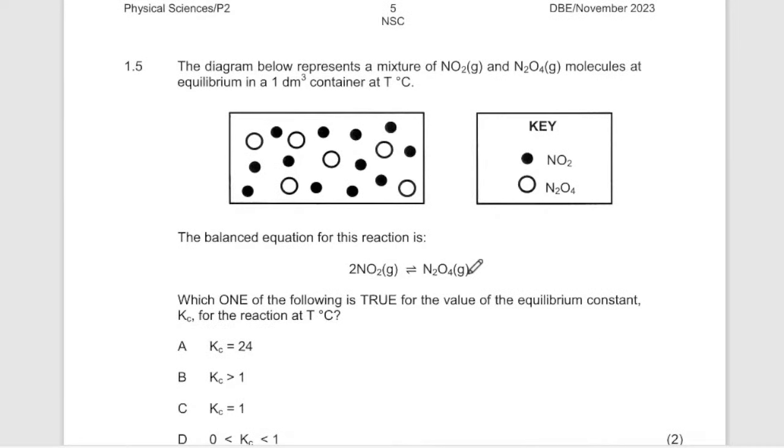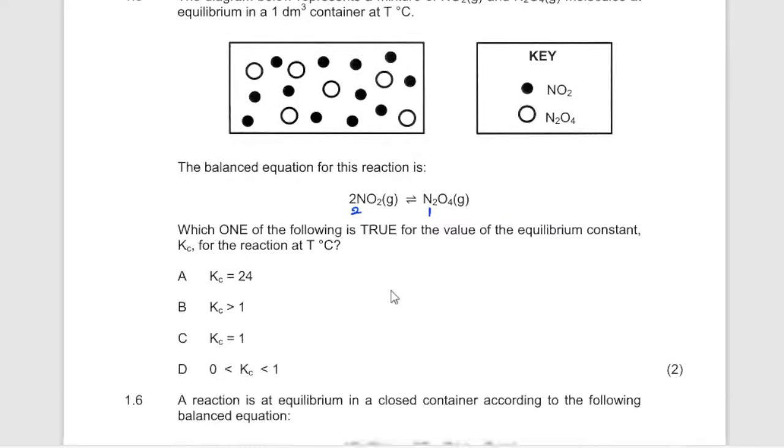We see that 1.5, the diagram below represents the mixture of nitrogen dioxide and dinitrogen tetraoxide molecules at equilibrium in 1 decimeter cubed of container at T. All right. They're saying that the balanced equation for this reaction is this. Okay. Here we have 2 moles, here we have 1 mole. Which of the following is true for the equilibrium constant Kc for the reaction at T?